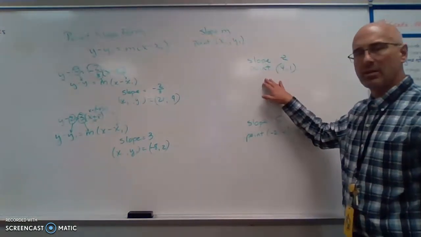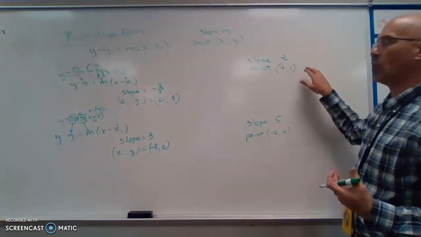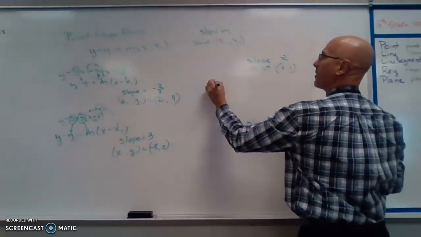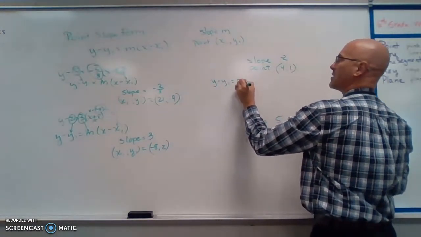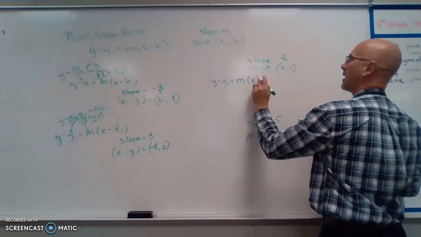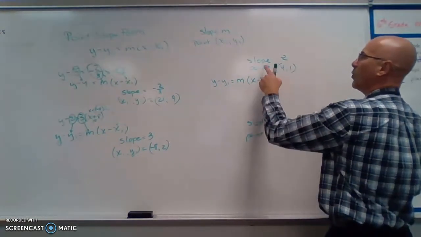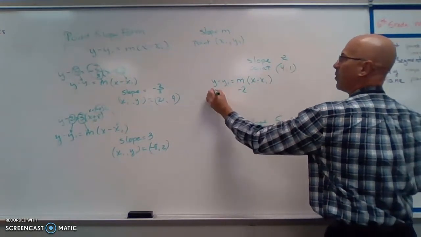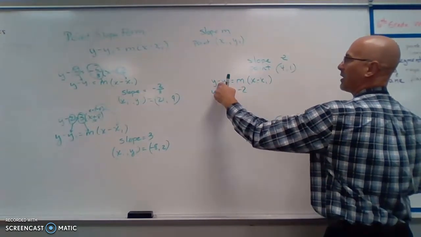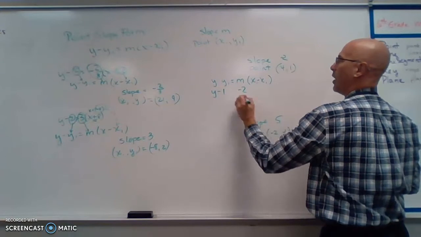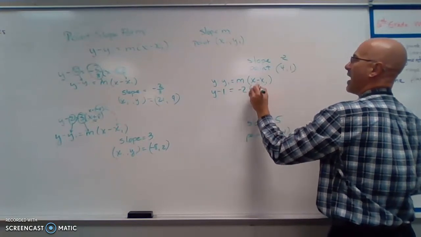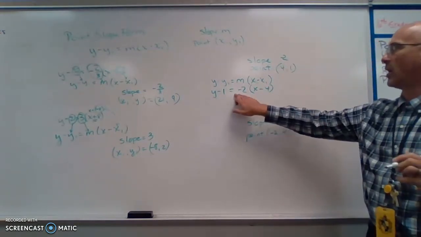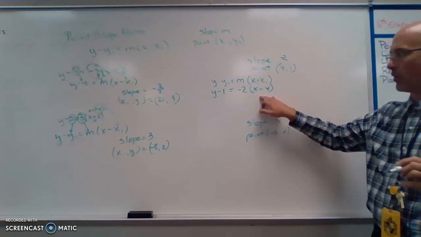So now let's go the other way. We have the slope and a point, and we want to come up with the point-slope form. So we're going to start with our y minus y1 equals m times x minus x1, and start putting in our values. The slope is negative 2, y minus the given y value, 1, and then we have x minus our given x value. So y minus 1 equals negative 2 times x minus 4.